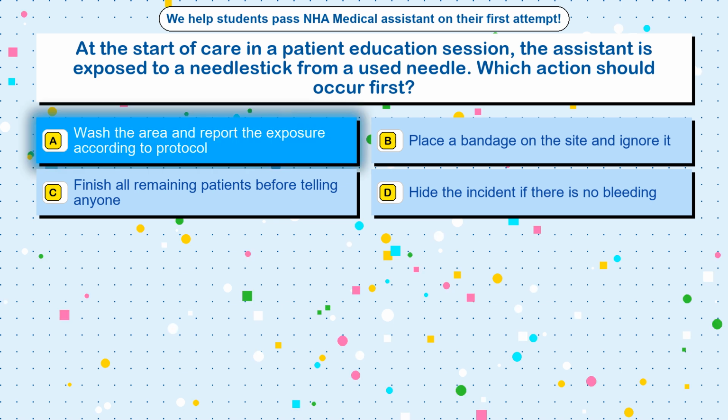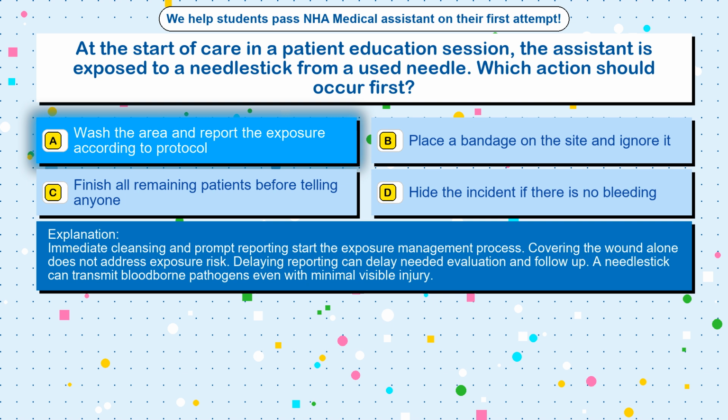The correct answer is option A, wash the area and report the exposure according to protocol. Immediate cleansing and prompt reporting start the exposure management process. Covering the wound alone does not address exposure risk. Delaying reporting can delay needed evaluation and follow-up. A needle stick can transmit bloodborne pathogens even with minimal visible injury.